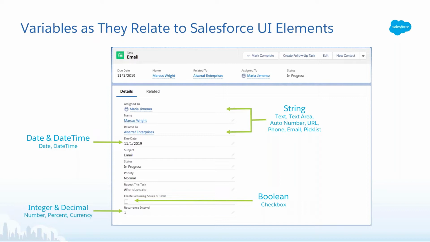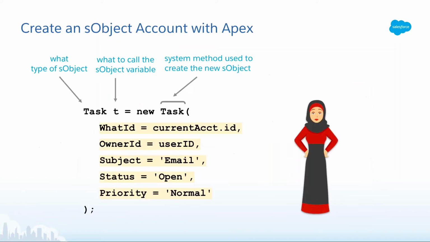Likewise, a checkbox is used to store whether something is true or false, on or off. And in this case, in the code, we call this data type a Boolean variable. And numbers, percent, currency fields, all of those are stored as integers or decimal variables. Dates and times are super easy to remember because they have the same data type in both Salesforce UI and in Apex. So now let's look at how we would create a task sObject in Apex.